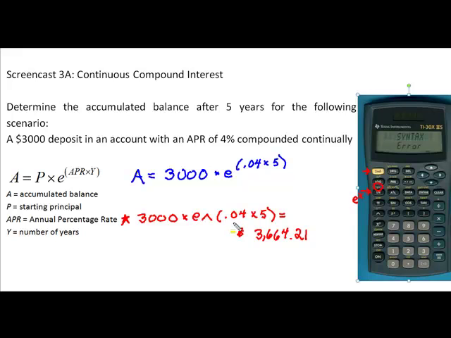However, we should end up with an accumulated balance of more than what we started with. So if for any reason you don't see that happening, then you need to go back and check your values. Remember, always check your answers to make sure they make sense.